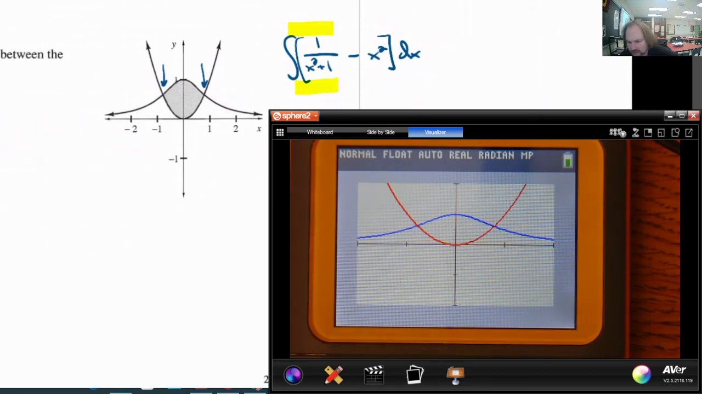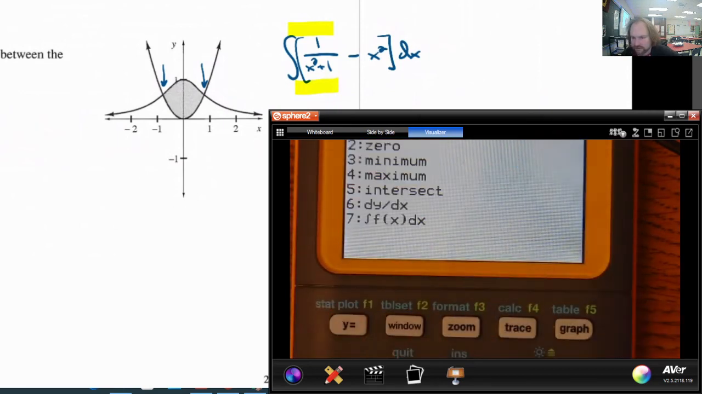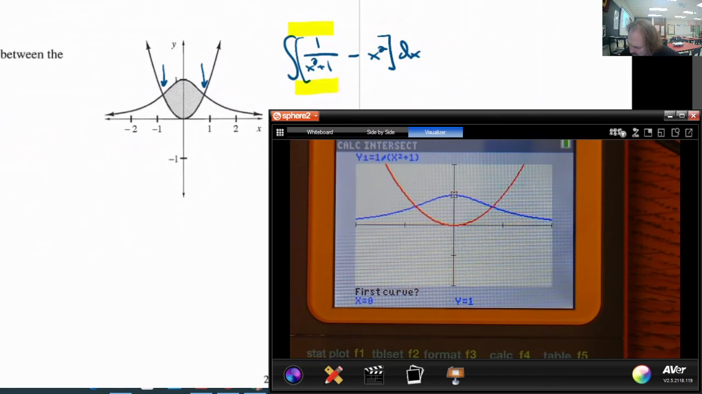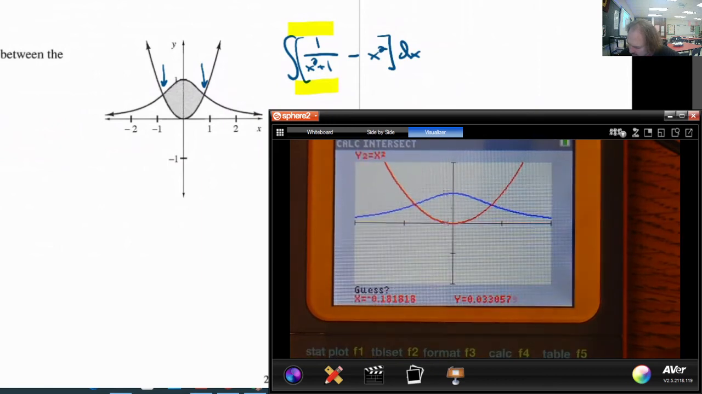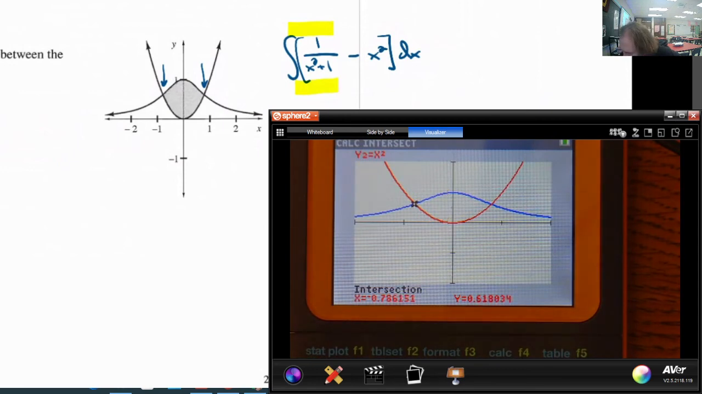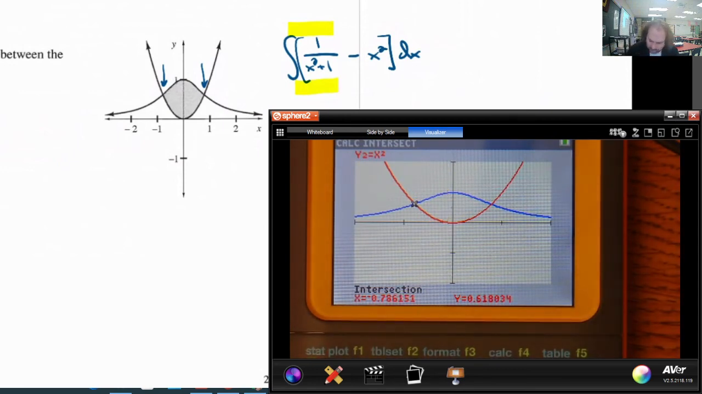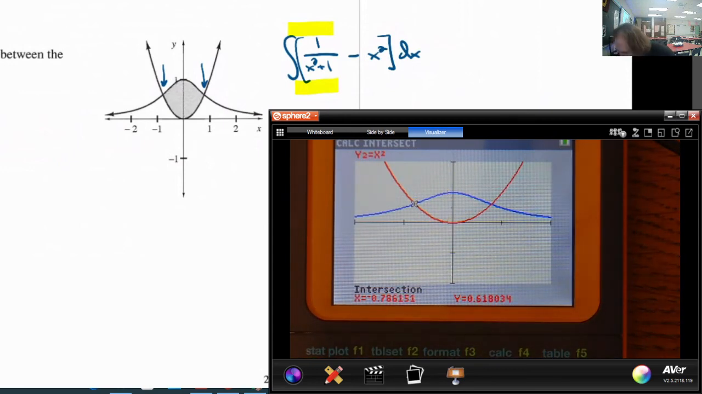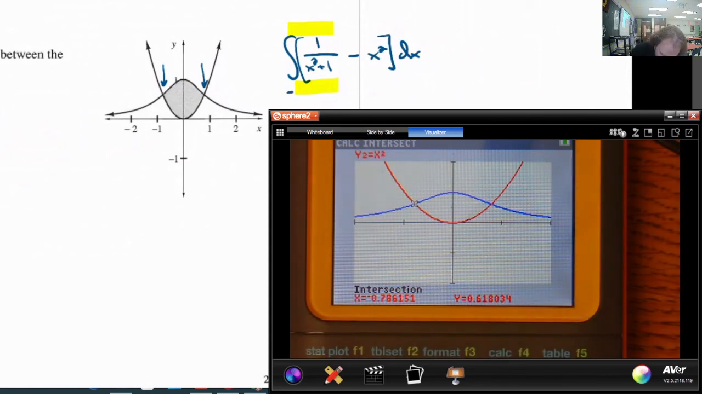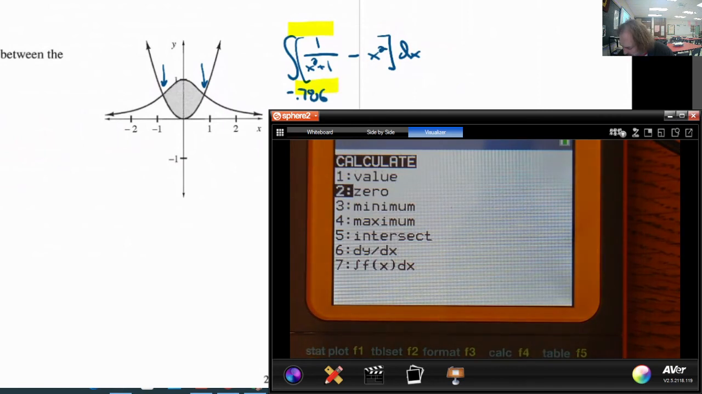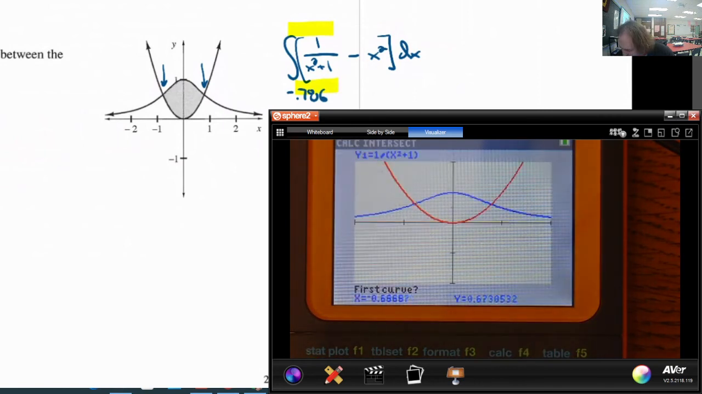So again, we'll use the calculator's intersect feature inside of the calculate menu. First curve, second curve. This time, since there are 2 intersections, you do have to put the guess cursor close to where you want it to be. Looks like the first one is -0.786, so I'm going to write that down. And I'm going to go ahead and guess that the other one is positive 0.786, since this graph looks pretty darn symmetric.